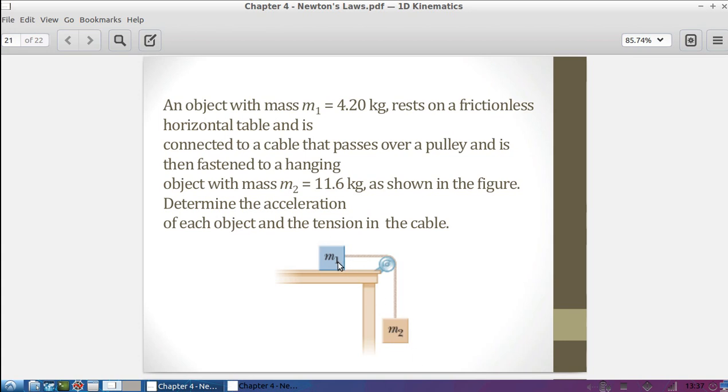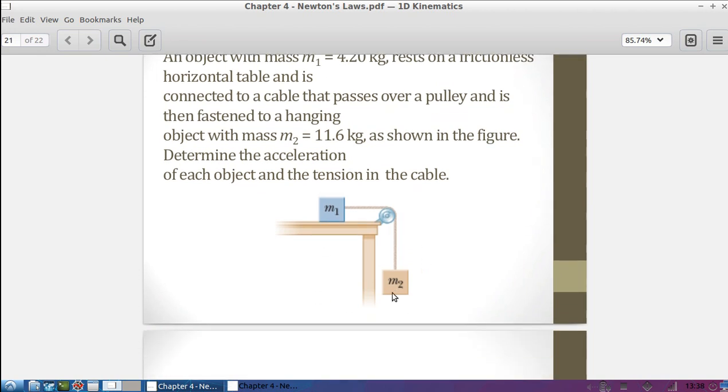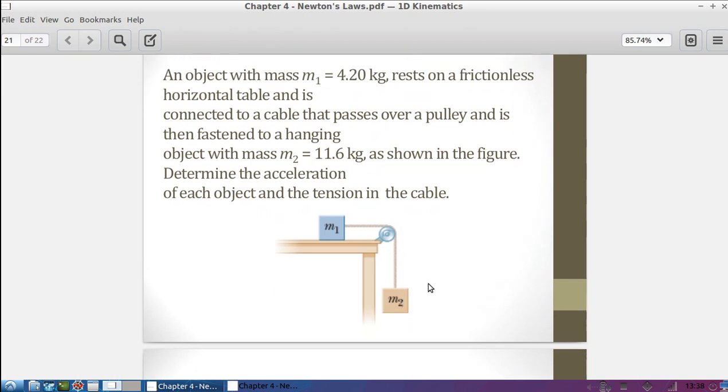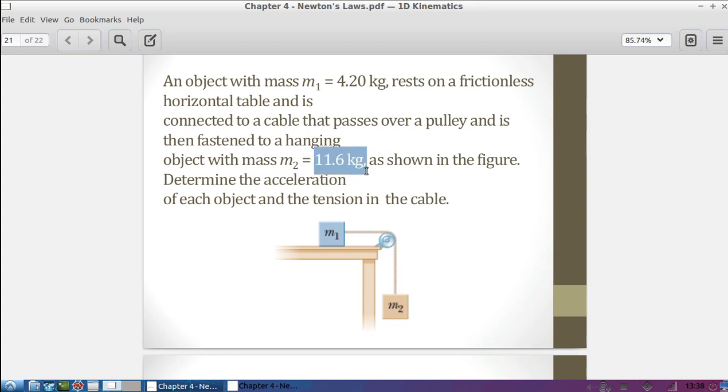So M1 is 4.2 kilograms. Again, this surface is frictionless for now. And then M2 is 11.6 kilograms. Now I predict what's going to happen is, let's say I'm holding on to M2, let go of M2, M2 is going to descend. I'm making that prediction solely based on the fact that M2 is much greater than M1, and also, we don't know this, but there's no friction. So M2 is going to descend and M1 is going to travel in the positive x direction. That's what I expect to happen.